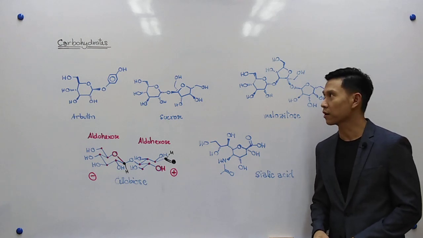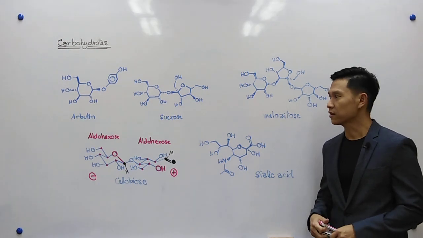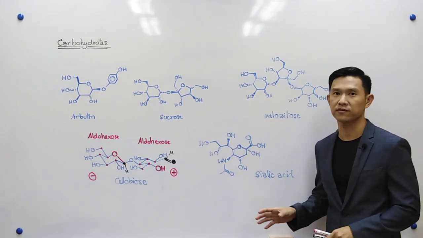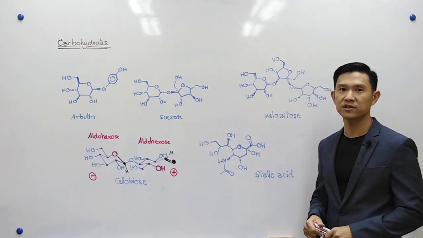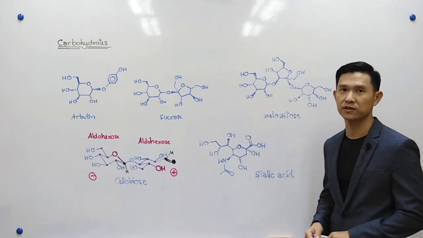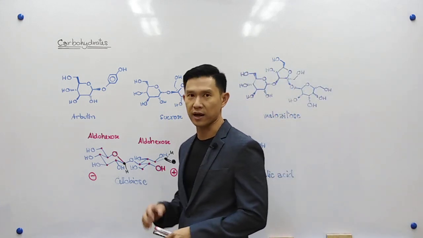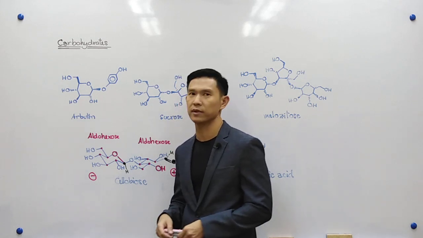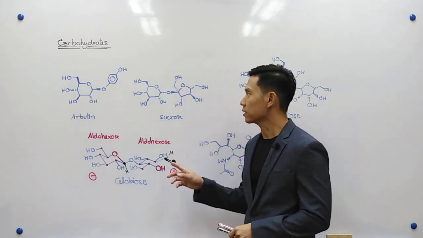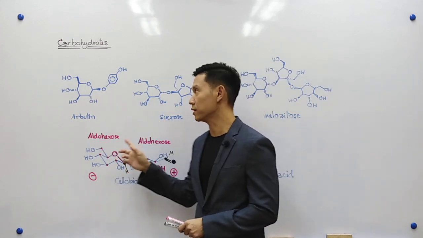Okay, so we are going to look at our sugars and then try to identify the characteristics of each sugar molecule. We shall begin with the easiest one, the arbutin, which is the first one actually. Arbutin is a kind of drug and we use it for some kind of medicinal purpose. But anyway, arbutin is a sugar derivative, as you can see.